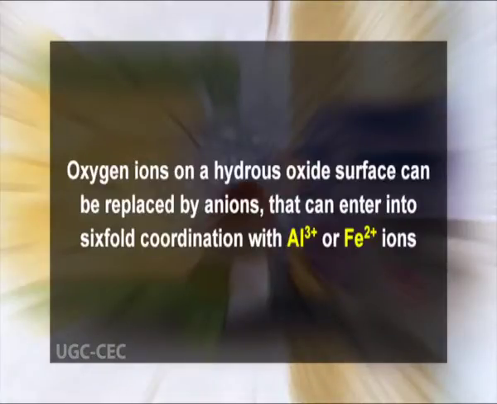The oxygen ions on a hydrous oxide surface can be replaced by anions that can enter into the six-fold coordination with aluminum or iron ions. This is known as ligand exchange or anion penetration.